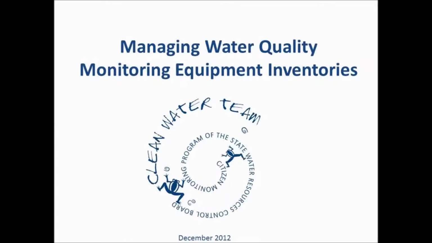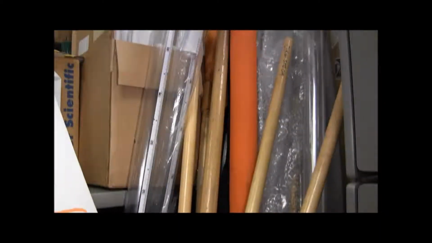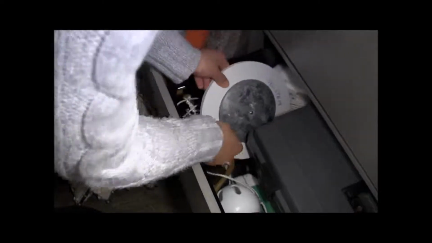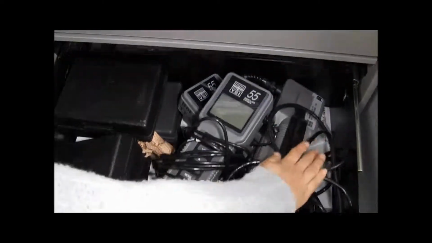Water quality monitors have a lot of equipment to manage. Sampling devices, meters, test kits, biomonitoring gear, and other supplies. And just as we manage our data, we need to manage our equipment properly. The two go hand in hand.